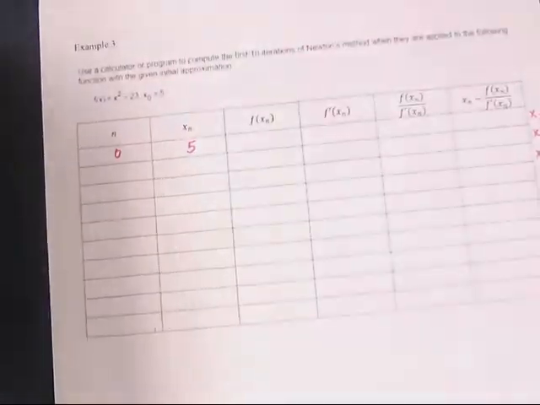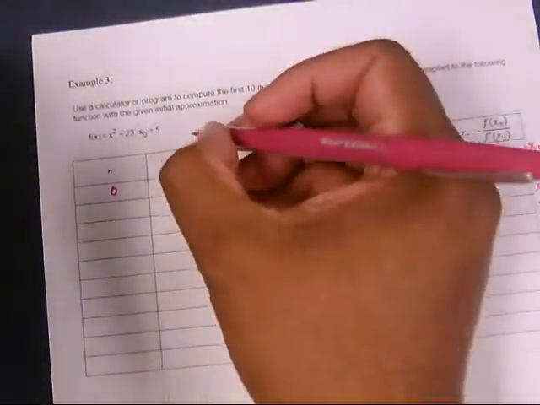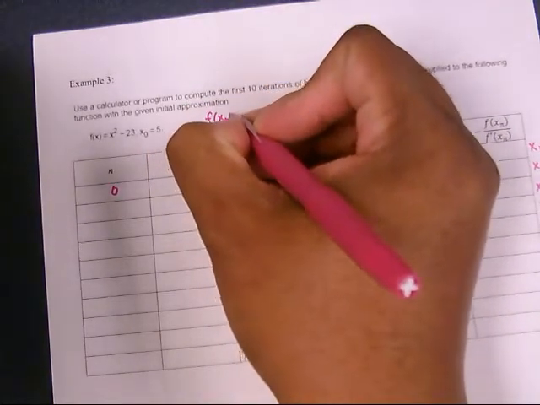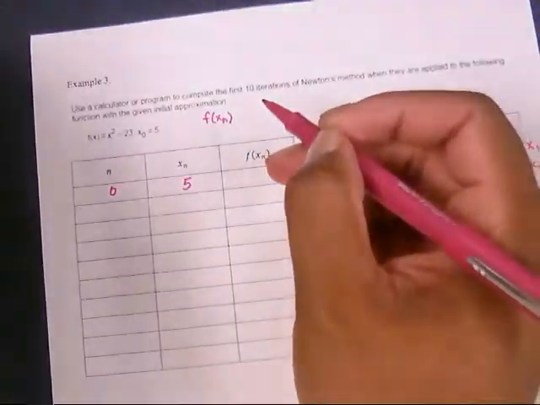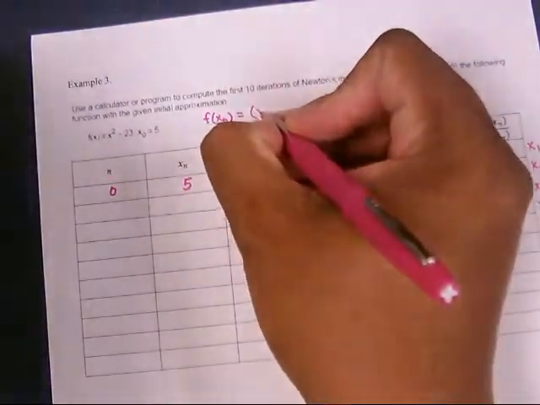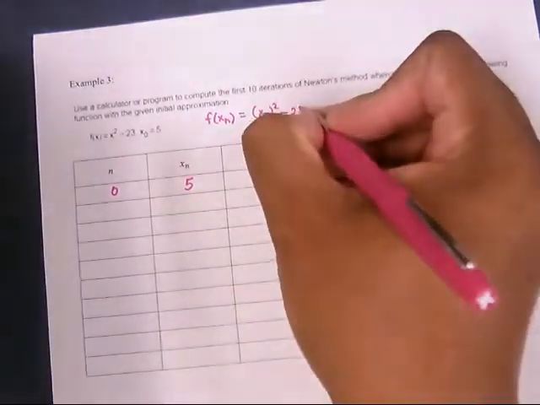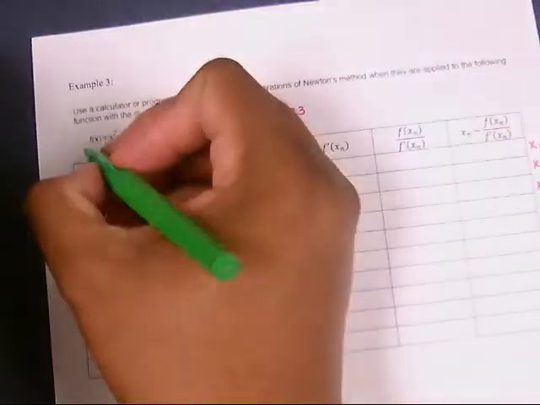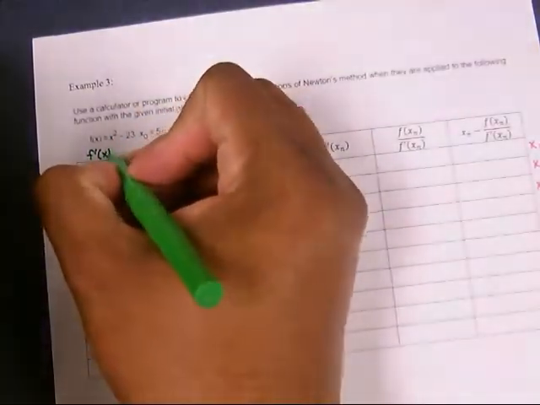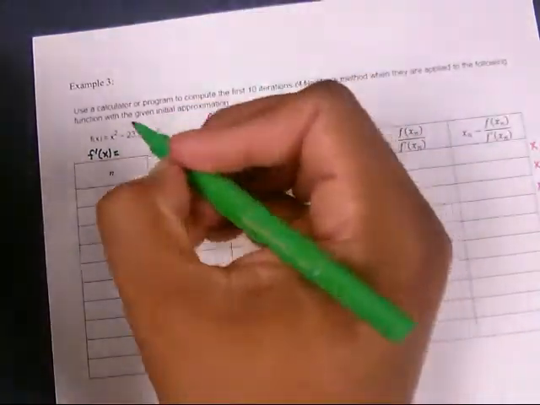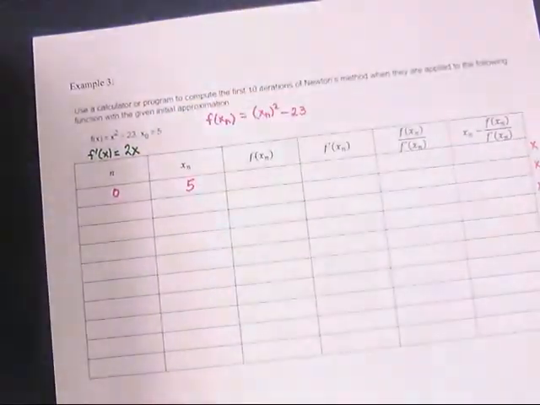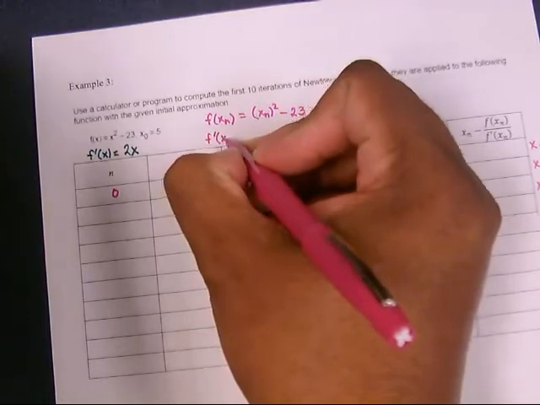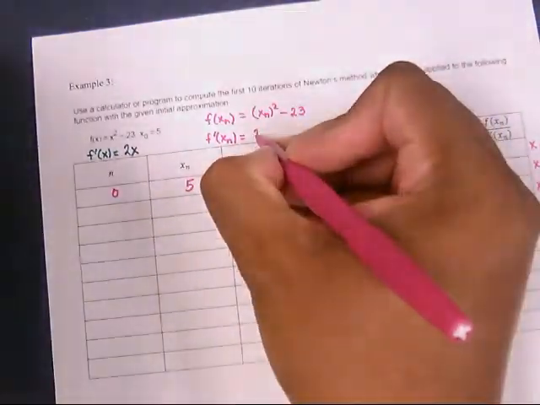All right, now I'm going to show you how to type all this in the calculator here, but before we do that, we need to know what f of x of n is going to be. Or just simply replace the x with x of n. That's just going to be x of n squared minus 23. And I need the derivative of that particular function. Well, if f of x is x squared minus 23, then f prime of x would just simply have to be 2x. And then f prime of x of n will be just 2x of n.